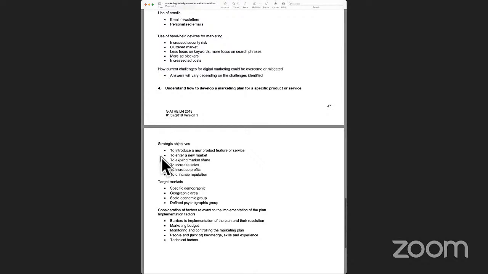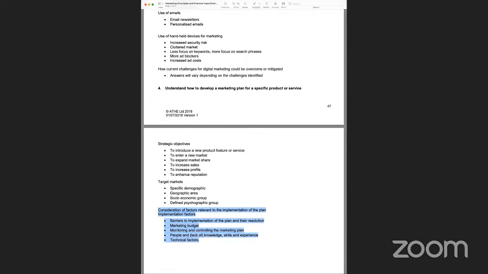this using a presentation would be to talk about what could be the strategic objectives of why a company creates a marketing plan. How do they look at target market or consumers? So here we will be looking at demographics and segmentation in particular. And then what could be the barriers or factors which could affect or create hurdles for the implementation of the marketing plan.